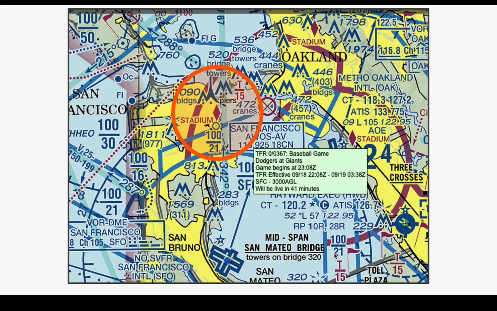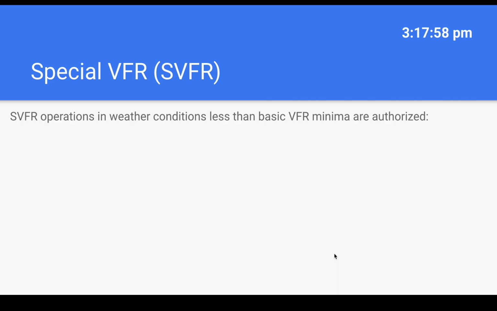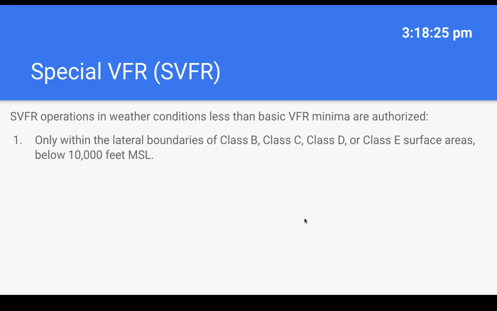All right, this next part, there's really not much in your notes, but you should know special VFR. Special VFR is when you want to operate in conditions less than basic VFR, which is 3 statute miles. Let's take a look at this real quick. I was hoping to find an example, but I really don't have a good one here. So it's only within the lateral boundaries of B, C, D, and E. You have to be in these four, below 10,000 feet MSL, and only requested by the pilot.